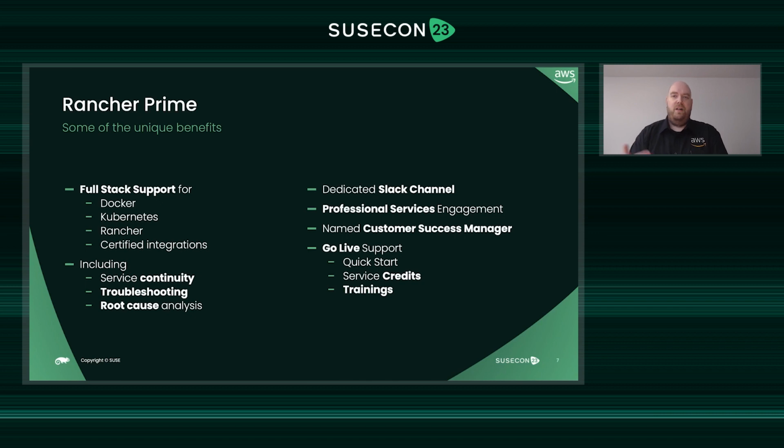And to get directly in touch with subject matter experts, you can get access to a dedicated Slack channel as well. There are several professional service offerings available to assist with your project, and also a customer success manager that can work with you and provide different types of go-live support like credits or trainings. To learn more about the Rancher Prime offering, just talk to your SUSE or AWS representative. They're happy to provide you further information about that and guide you on your journey.